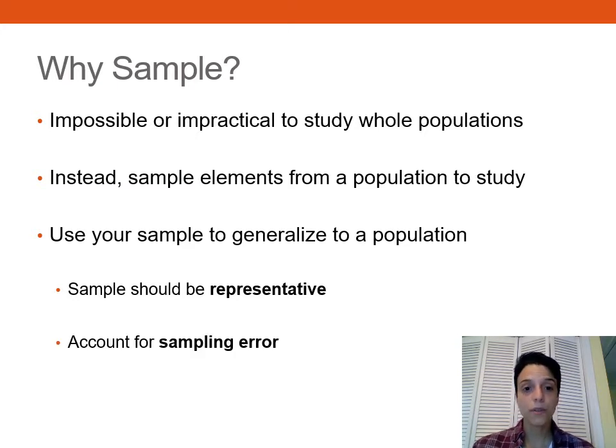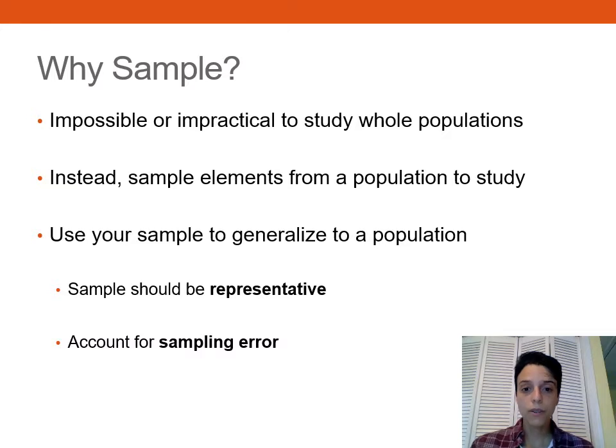And also, in order to generalize to a population, you need to account for something called sampling error. So if you were to take a sample from a population that's 50% male and 50% female, there's a good chance that your sample is going to come out 45-55. This doesn't mean that there's anything wrong with your sample. It just means that you happen to draw a few more men than women, or vice versa.